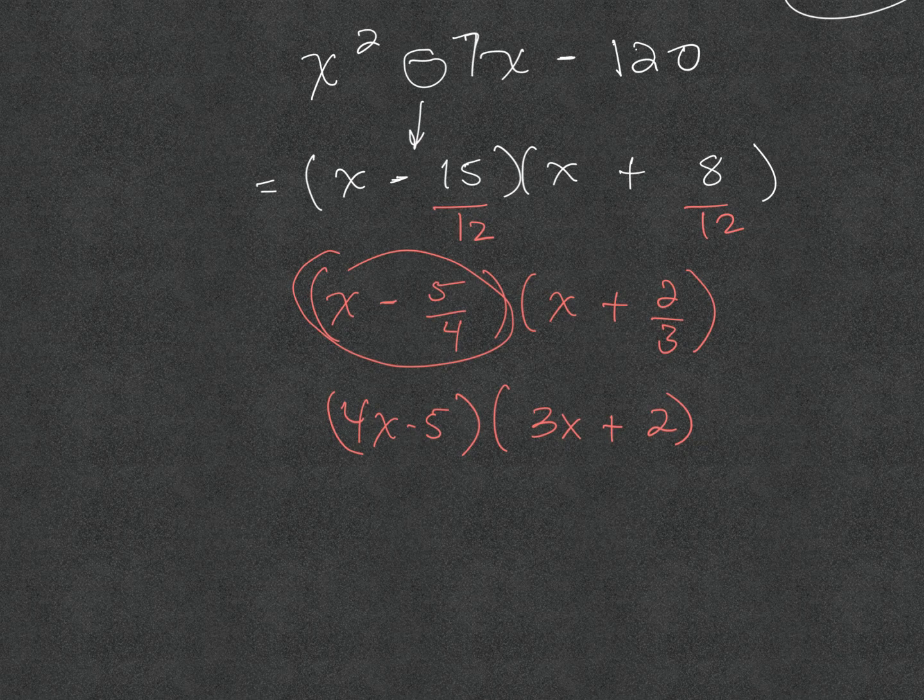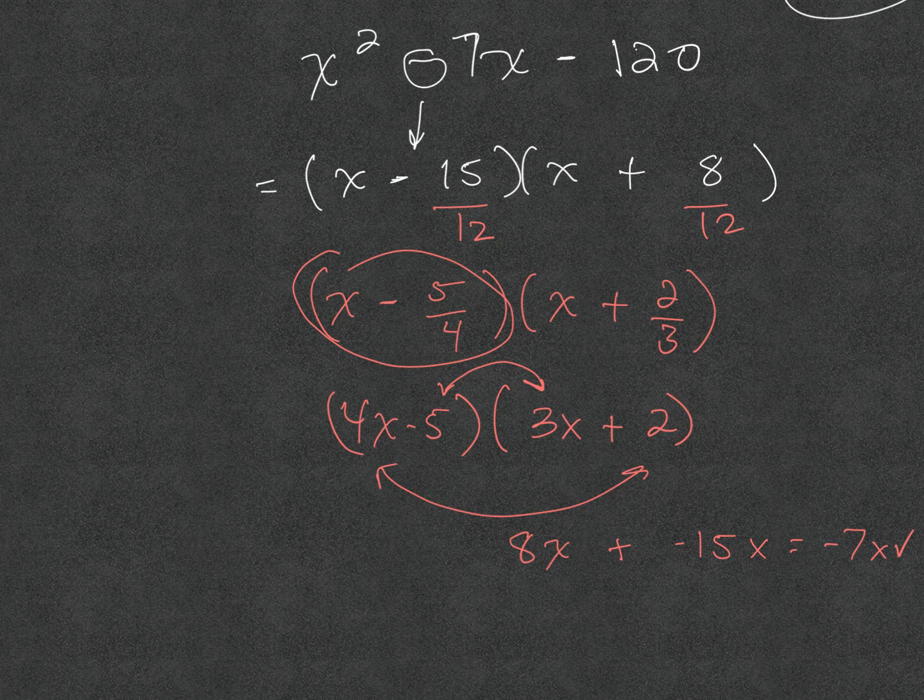The way that I check is I go outside times outside. That's going to be 8x plus inside times inside plus negative 15x. Does that equal the middle term? It sure does. It works.